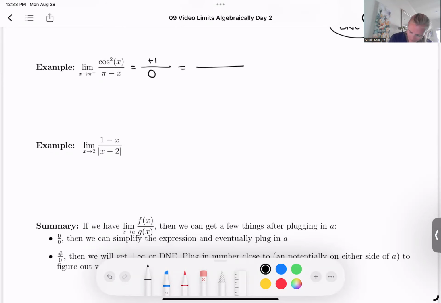So if we plug in a number close to pi, but a little bit smaller, we're still going to get something close to 1 in the numerator. And I put that in quotes because it's not exactly 1, but it's close to 1. We're going to still get something close to 0 in the denominator. And we're going to do pi minus something a little bit smaller than pi, and this is going to be a positive number. So we have a positive number divided by a positive number close to 0. That will give me positive infinity.